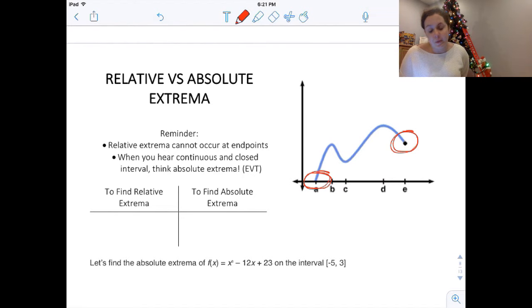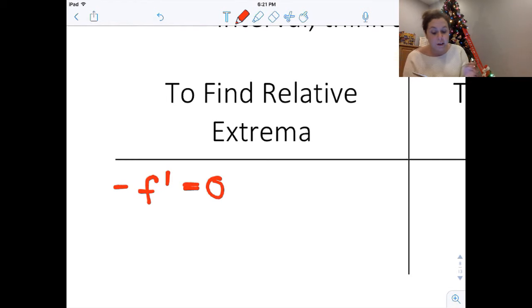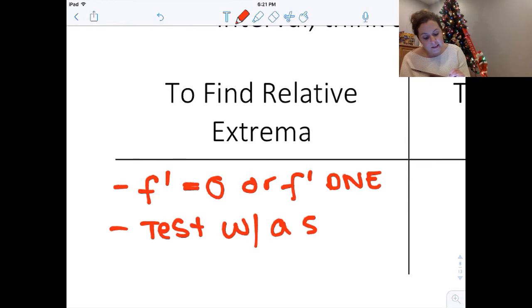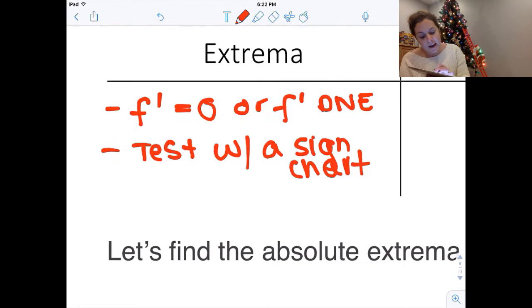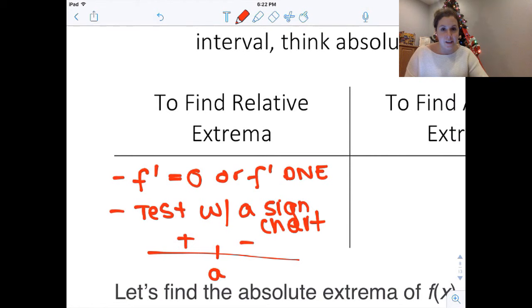So to find a relative extrema, that is where you are finding where the derivative equals 0, right? Finding the critical values, or where f prime does not exist. And then you are testing with a sign chart, and by sign chart, I mean like A and then plus, minus, whatever. That's the way that we would find relative extrema because you're looking for that actual in your graph.